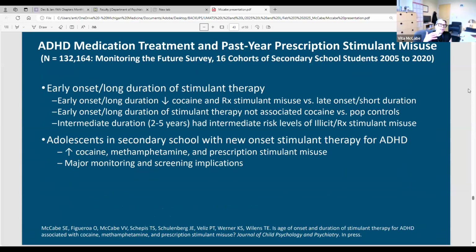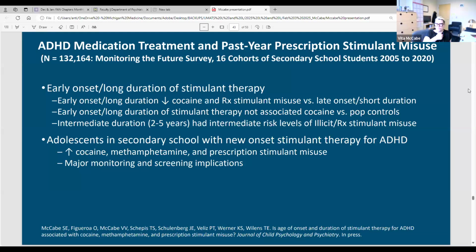And this is really just another study looking at about 130,000 samples, 16 cohorts, which takes this data and pieces it together from multiple angles, like looking at a diamond and looking at all the facets. So early onset of ADHD and long duration of stimulant therapy used as a medication makes the risk of cocaine and prescription stimulant misuse about the same as control.